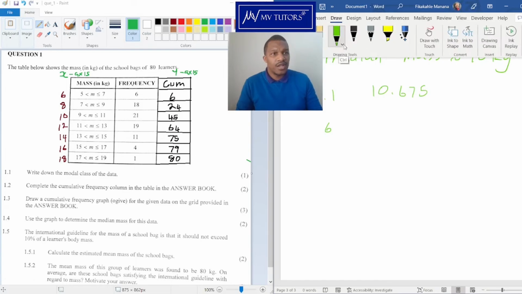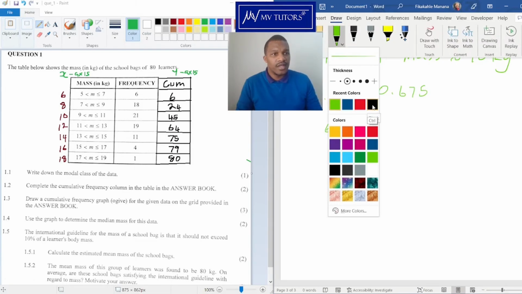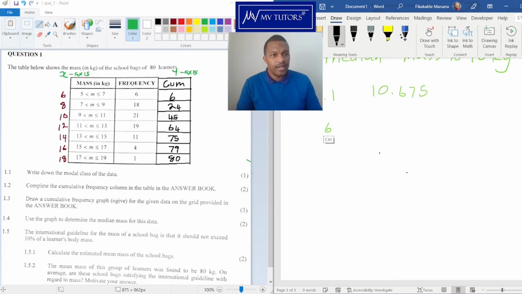Let me change the color, because something about green I don't like. So it's 6 times 6. I'm multiplying the x values with the frequency, and then I'm going to divide them by the total cumulative, which is 80.